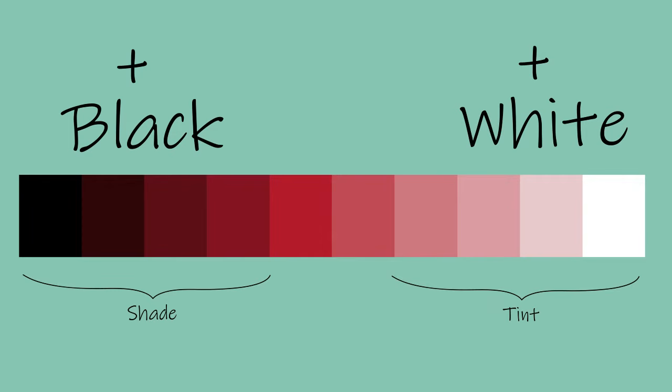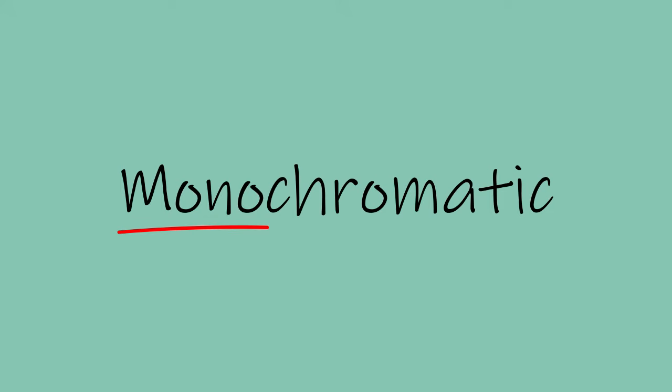We tend to think of value as only black and white, but any color, any hue can also have a value range. A hue is just a fancy name for color. So yellow, green, red, blue, those are hues. Any hue has a similar scale from dark to light. We lighten it by adding white, making a tint, and we darken it by adding black, creating a shade. When a picture uses only one color, we call it monochromatic. Mono means one, so monochrome, one color.